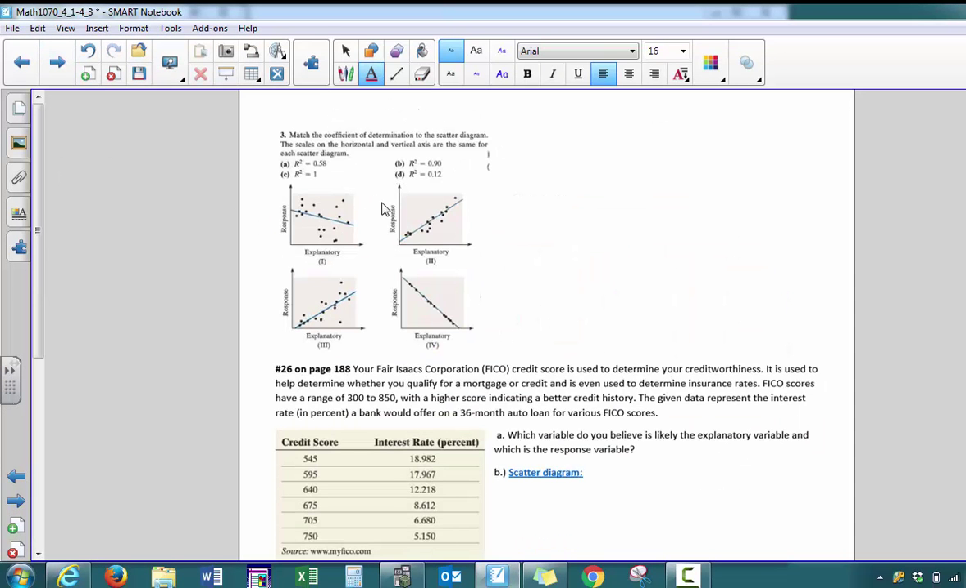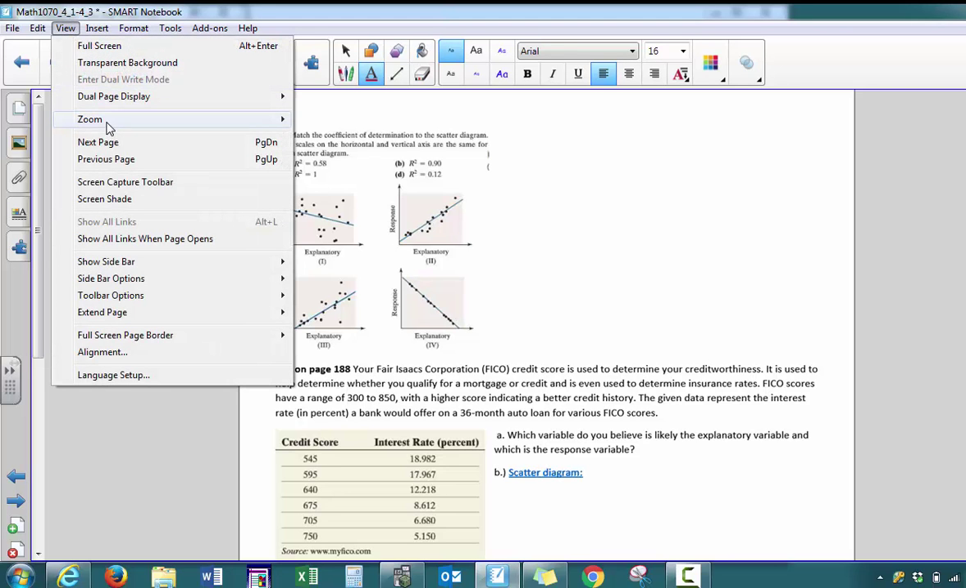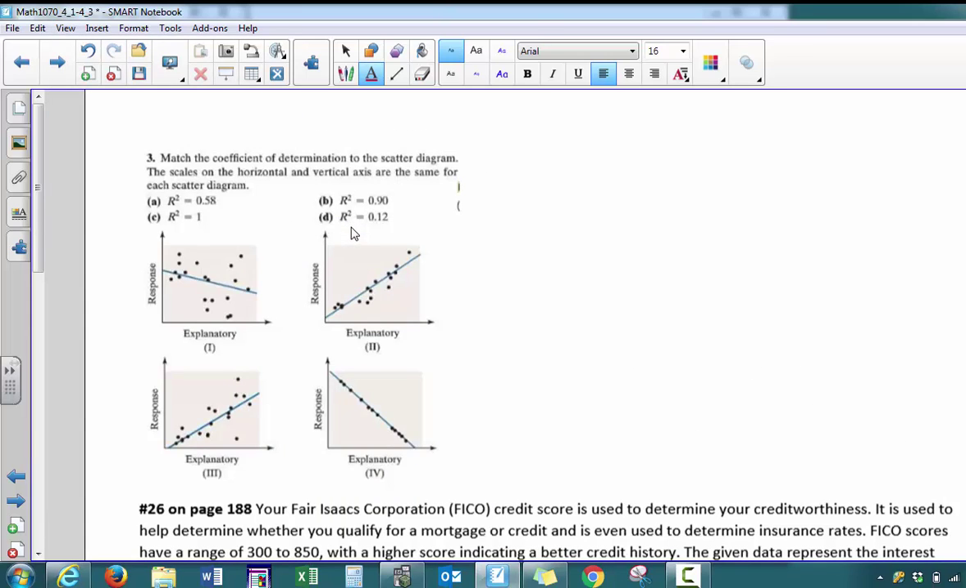So in example 3, you have different scatter plots and you want to match them with the corresponding r squared value. And just like with your correlation coefficient, start with the easiest ones first. So this graph, your line is cutting through all of these points. So it's doing a very good job of explaining the variation, the prediction. So your R-squared value is going to be 1 here because it forms an exact line.